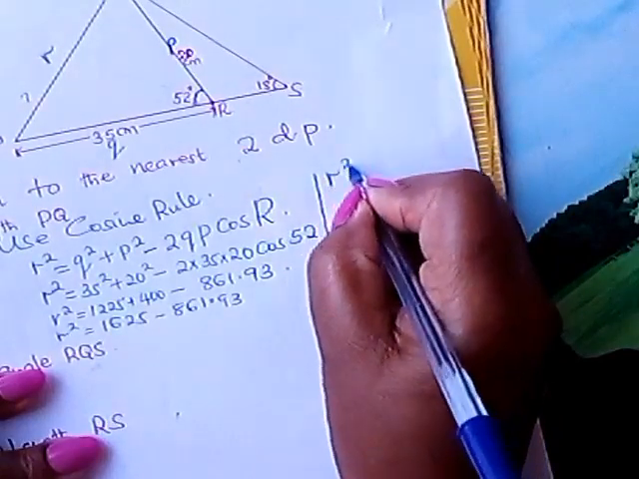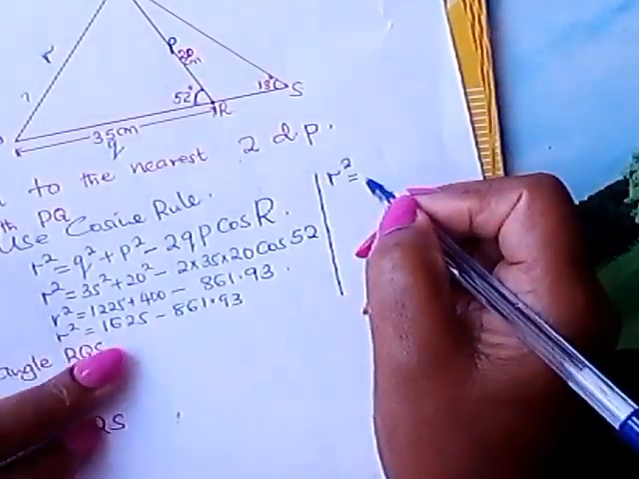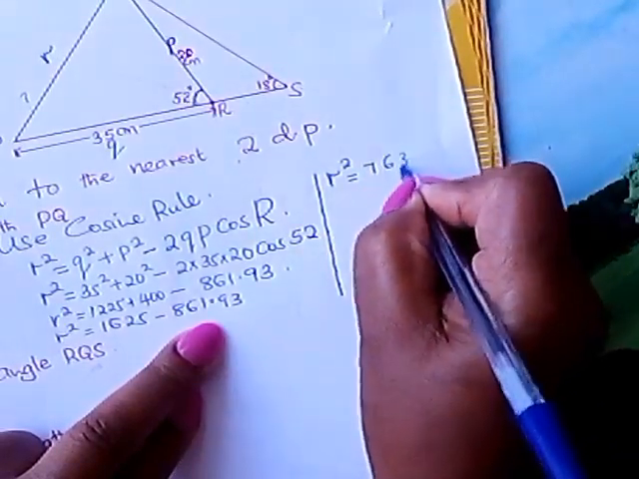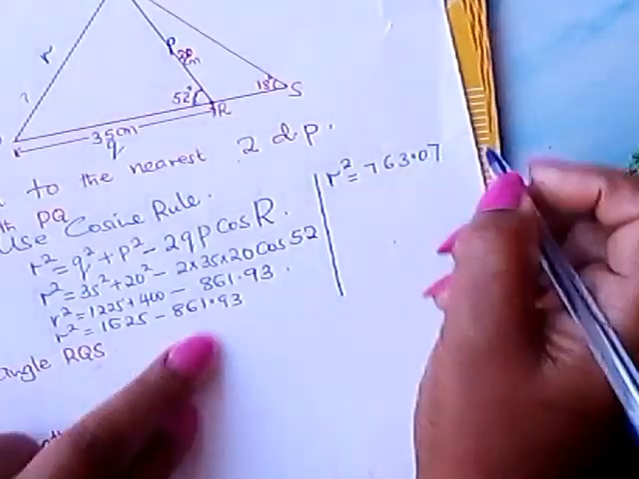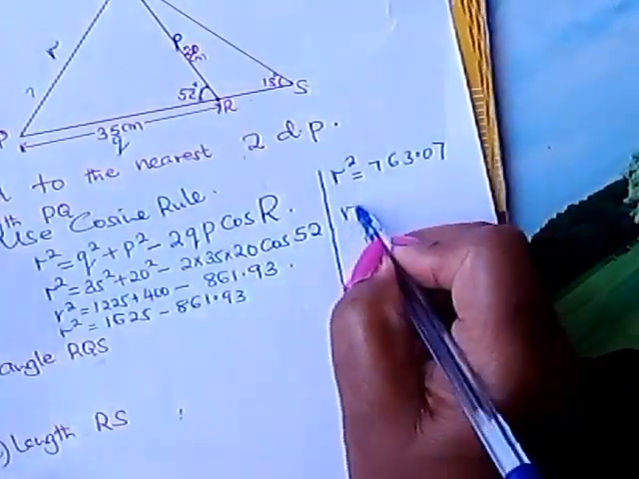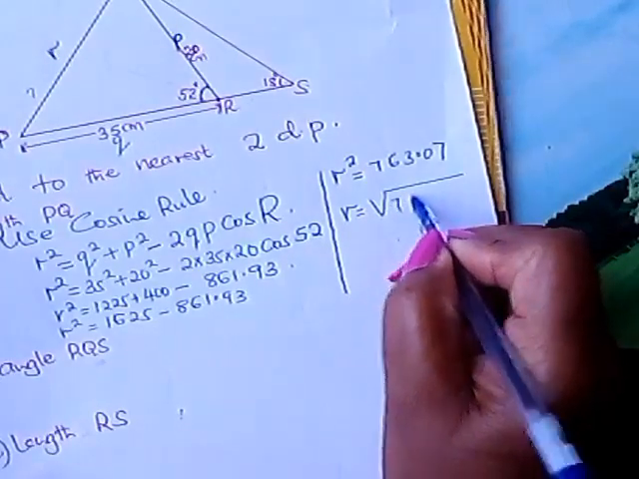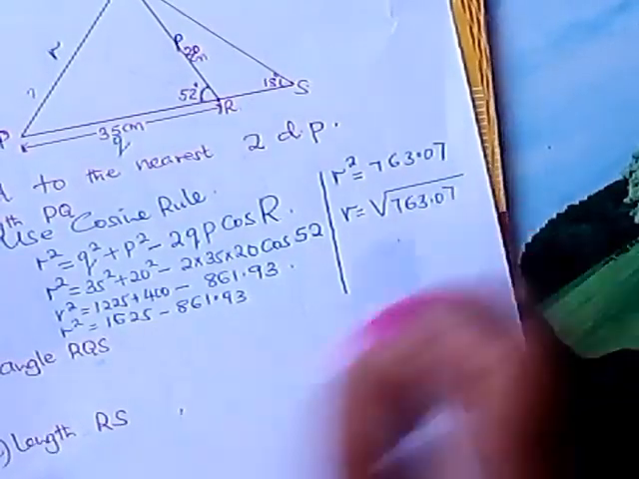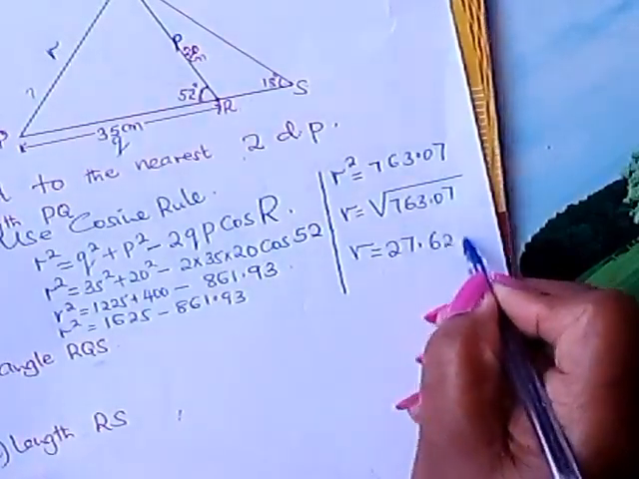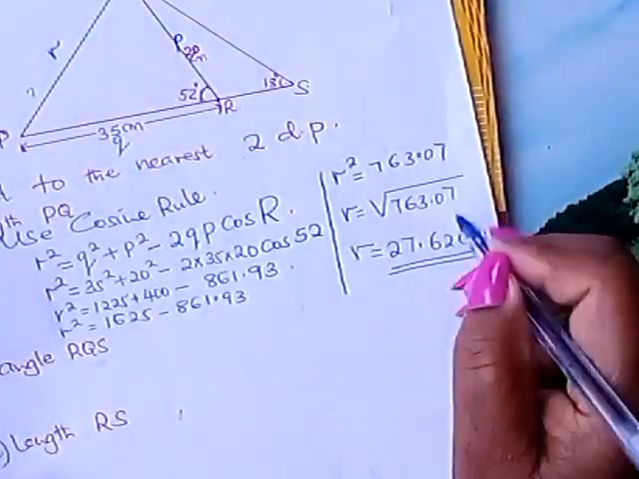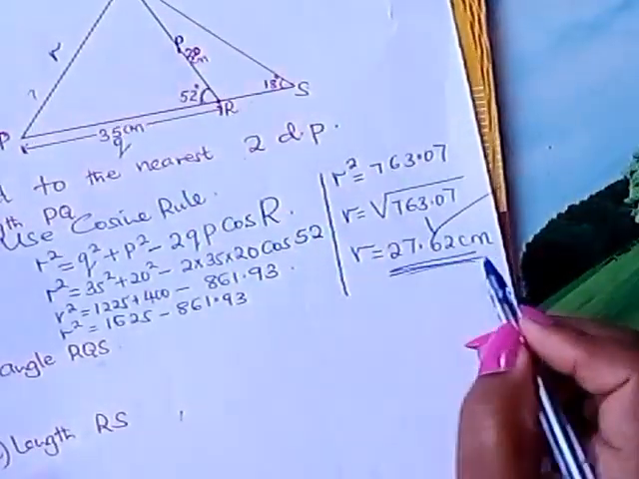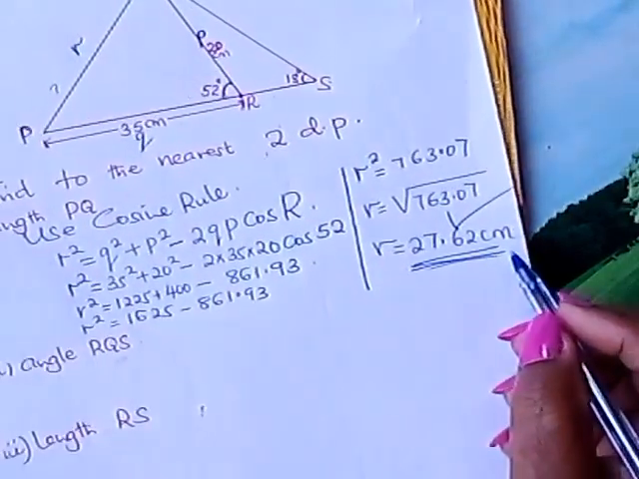What would be your r squared? r squared, learner, will be equal to, subtract these, you get 763.07. And therefore, if r squared is this, what is your r? You find the square root, like that. So your r is 27.62 centimeters. That is our side PQ, which is given letter r.